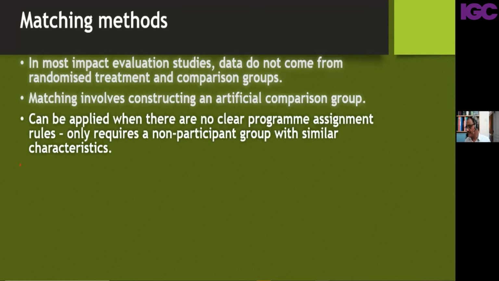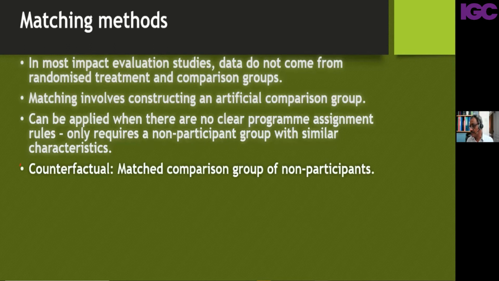Now, it can be applied when there are no clear-cut program assignment rules. All that you require is a non-participant group with similar characteristics. So as long as you can get hold of a non-participant group which has got similar characteristics, you can use matching methods to assess the impact of a program. So in matching methods, the counterfactual comes from the matched comparison group of non-participants.